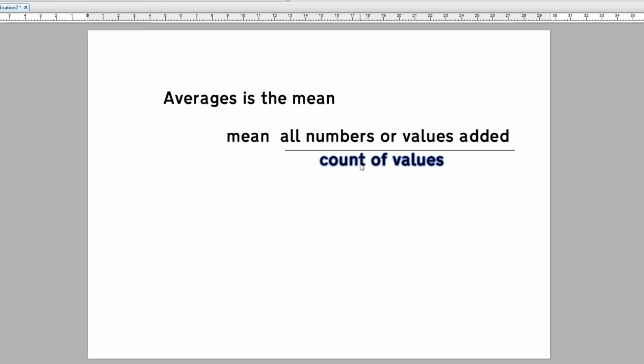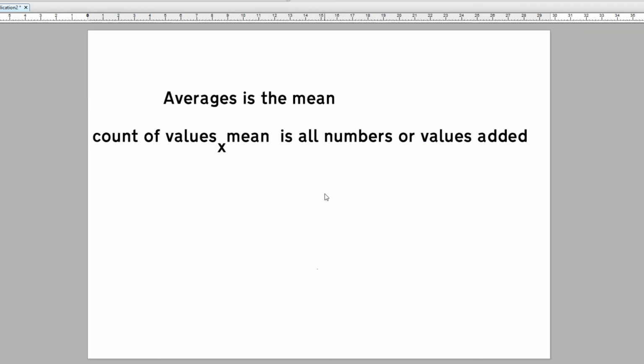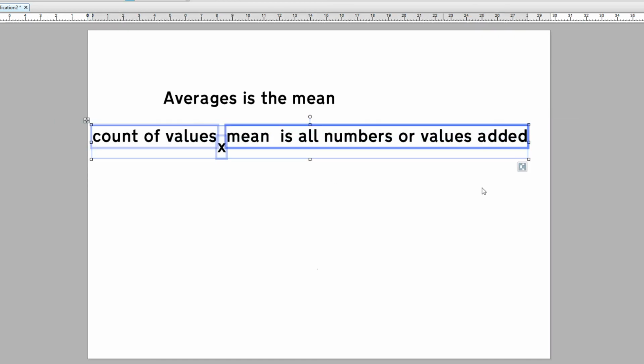You can also just arrange this around, like just as if I'm trying to find the number of values there are, or to find where a blank one is, if you know what I mean, I can just take this count of values away from the bottom. So the count of values times by the mean would then equal all numbers or values added. Basically, I'll show you an example of how you could use this. Alright.